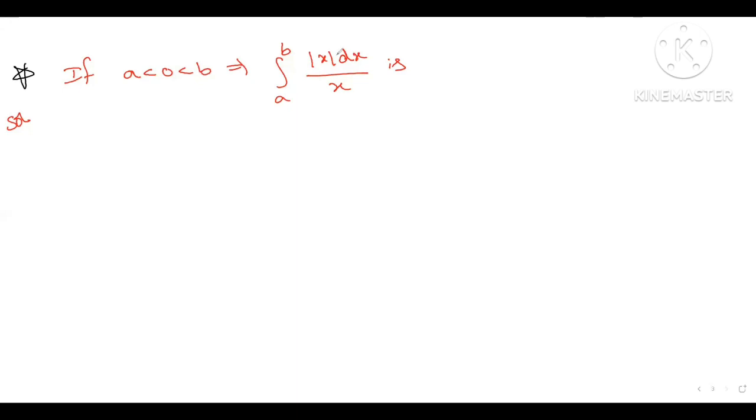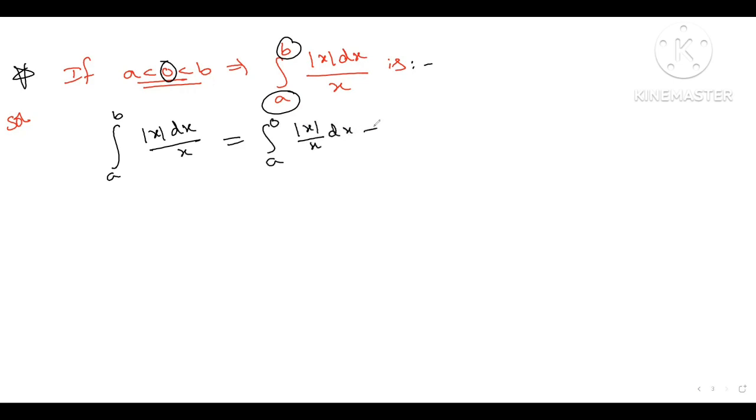Let us go to the next problem. If a is less than 0 less than b, then the integral a to b of modulus of x dx by x is? How can we find this? So from a to b, 0 lies in between. One integration can be expressed as a sum of two or more integrals. So by using that property, a to b modulus of x dx by x, here I can write integral a to 0 modulus of x by x into dx plus 0 to b modulus of x by x into dx.